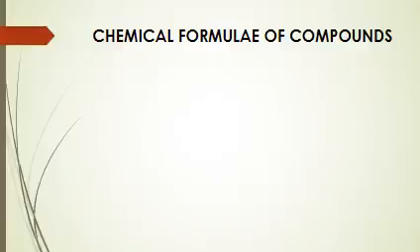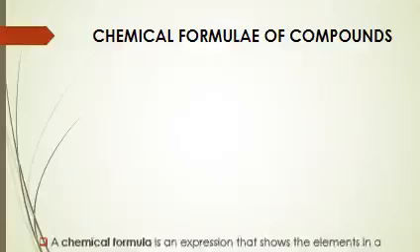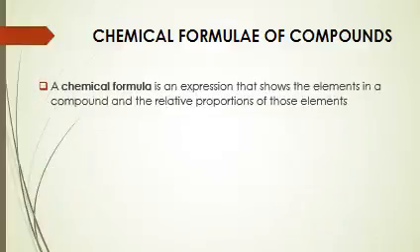of compounds by first defining what chemical formula is. So, chemical formula is an expression that shows the elements in a compound and the relative proportions of those elements. So, chemical formula does two things, showing elements in a compound and also showing the relative proportions of those elements.